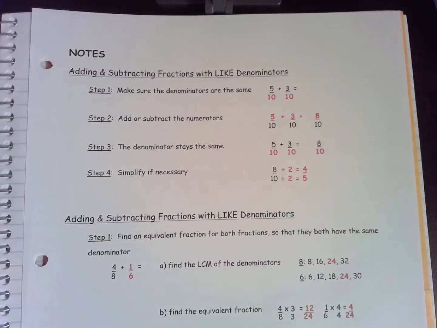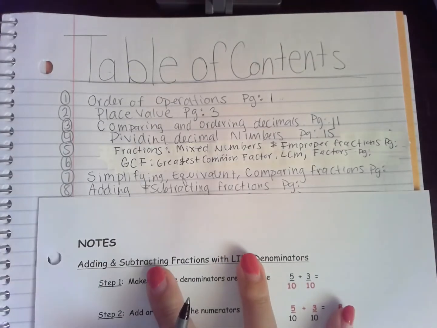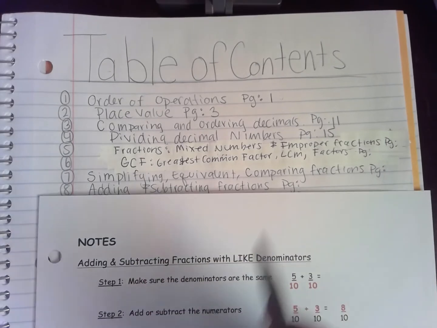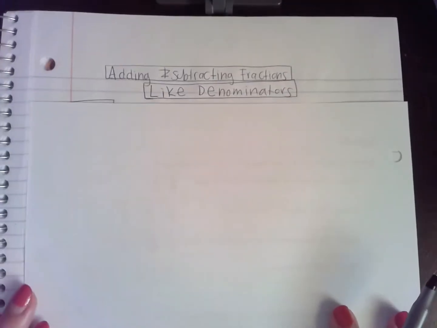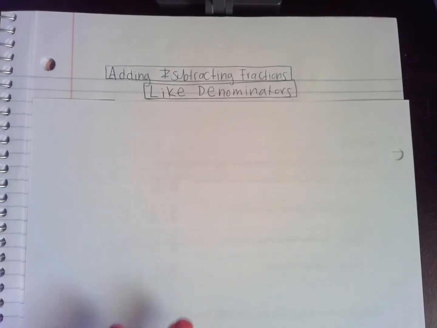Next, we're going to be covering adding and subtracting fractions with both unlike and like denominators. So go ahead and take out your table of contents, and we are on concept number 8. Go ahead and write adding and subtracting fractions, put the page number, and once you do that, go ahead and turn to your first page. Our title is going to be adding and subtracting fractions. And the first section we're going to cover is like denominators.